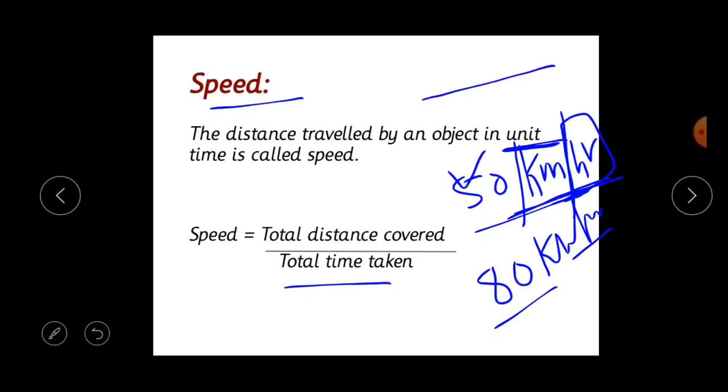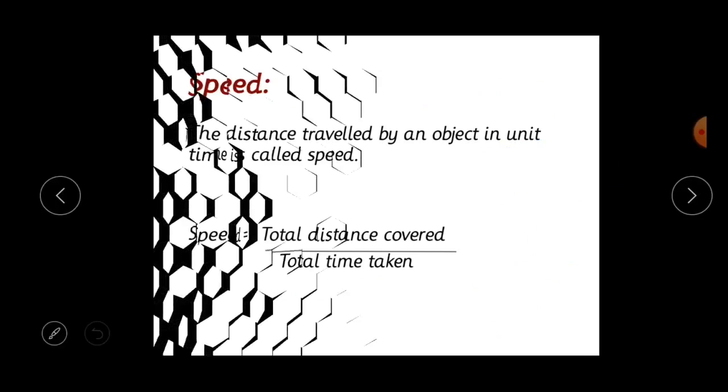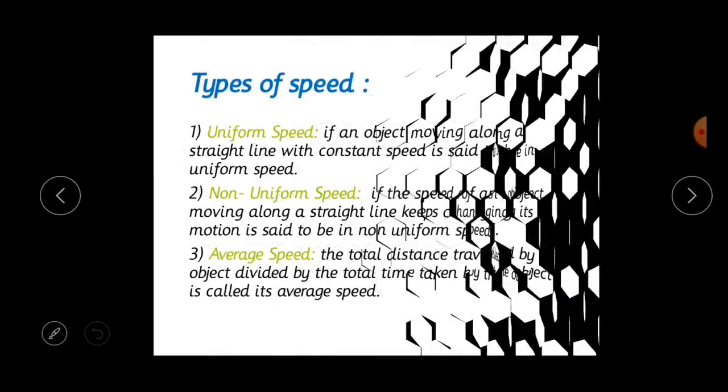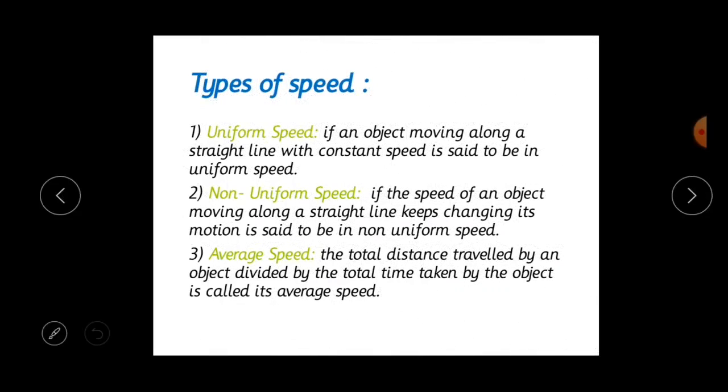So what is the formula of speed? Total distance covered, that is 50 kilometers, divided by total time taken. It may be 1 hour, 2 hours, 3 hours, etc. Okay. Next is types of speed. We have three types of speed. First one is uniform speed, second one is non-uniform speed, and third one is average speed. Okay, let us see one by one.